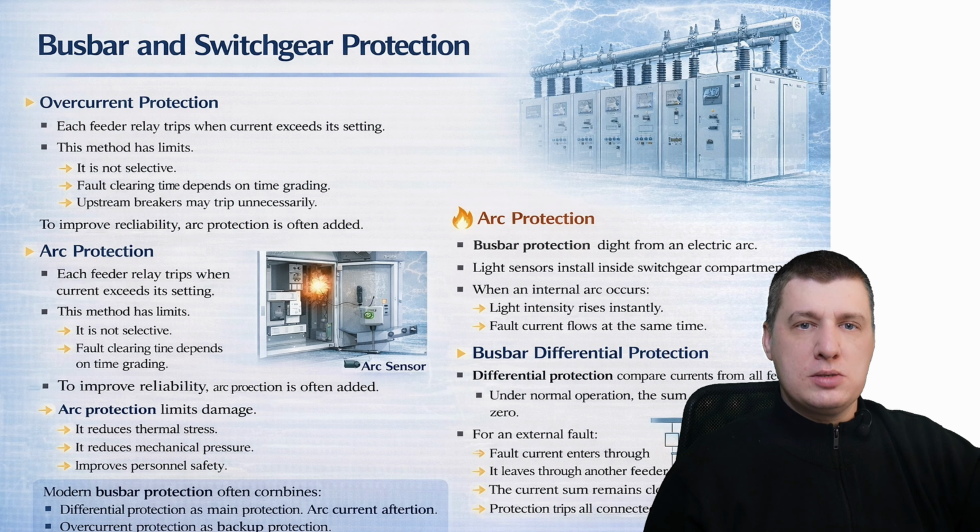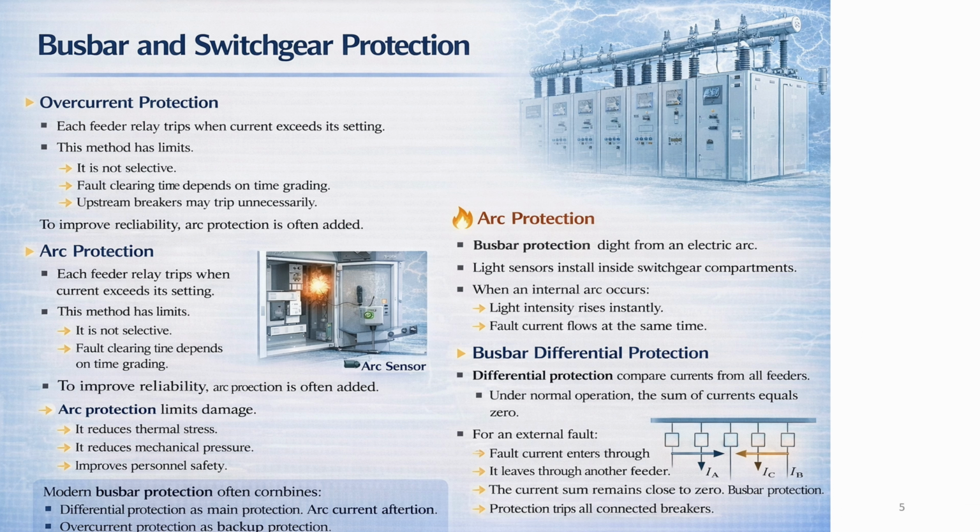The current sum becomes non-zero. Differential current rises sharply. Protection trips all connected breakers. This method provides high selectivity, very fast operation, and clear separation between internal and external faults. Modern busbar protection is often combined: differential protection as main protection, arc protection for ultra-fast clearing, and overcurrent protection as backup protection. This combination ensures fast, selective, and reliable busbar protection.